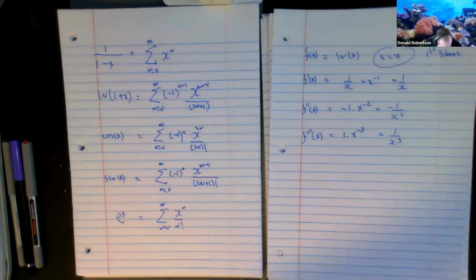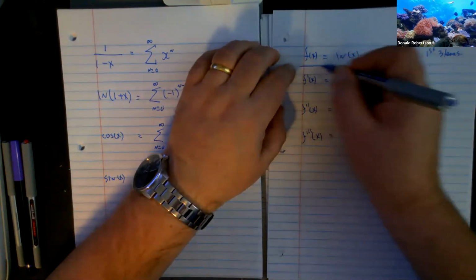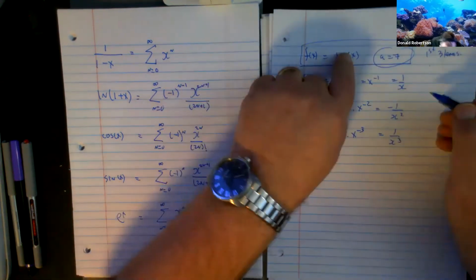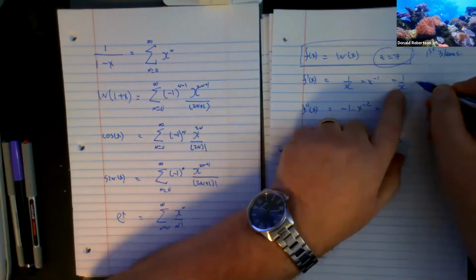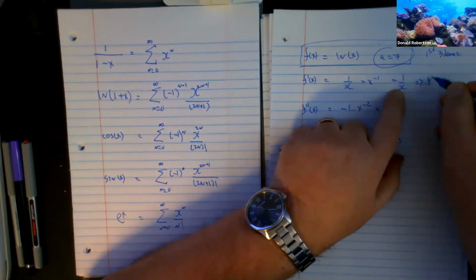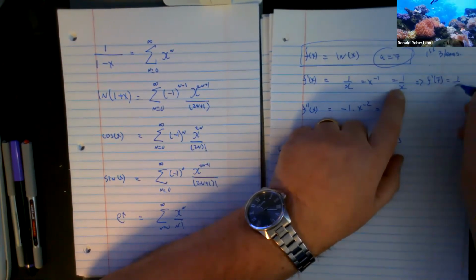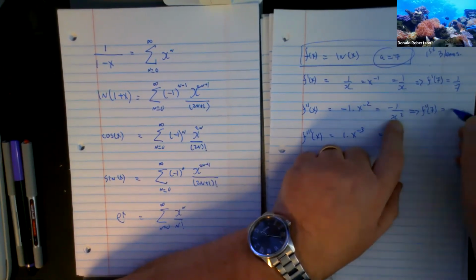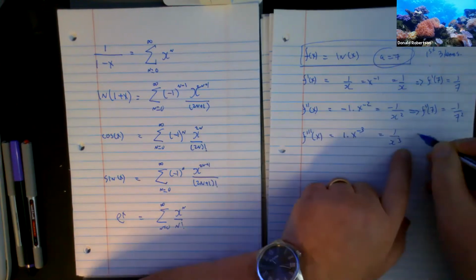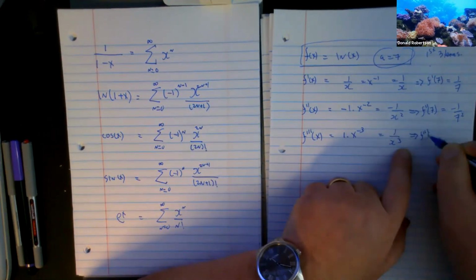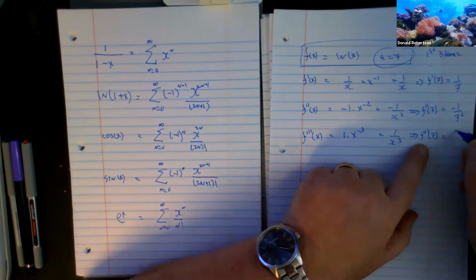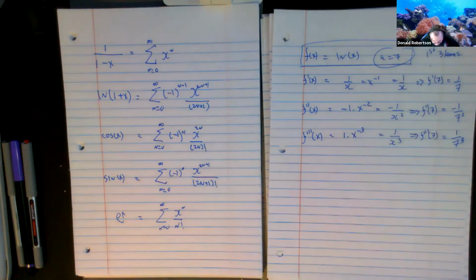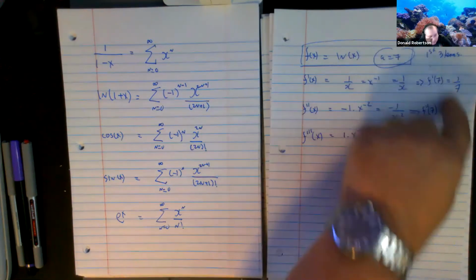Okay, now, that's a special case, the f of x. If you plug a equals 7 in here, won't the first derivative at 7 be a 7th? Won't the second derivative at 7 be negative 1 over 7 squared? And won't the third derivative at 7 be positive 1 over 7 cubed? Are we all happy with the pattern?